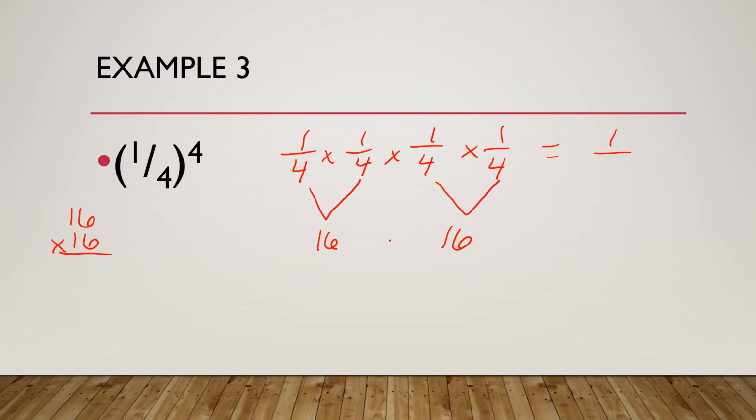So 6 times 6 is 36. 6 times 1 is 6, plus that 3 is 9. We put our 0 as a placeholder. 1 times 6 is 6, and 1 times 1 is 1. Now we're going to add those up. 6 and 0 is 6. 9 and 6 is 15. So we're carrying a 1. 1 and 1 is 2. So we get 1 over 256.